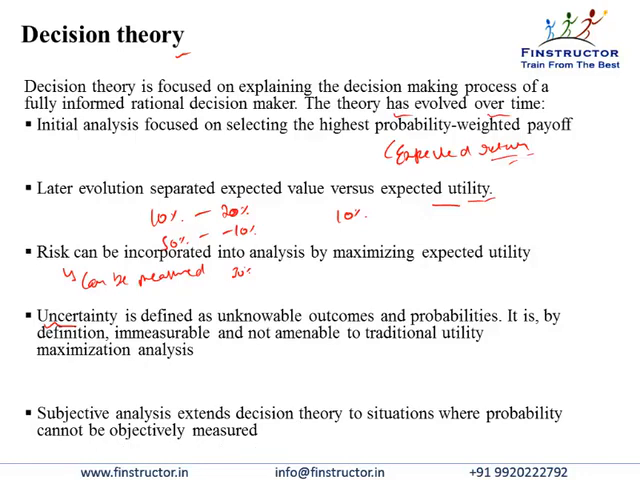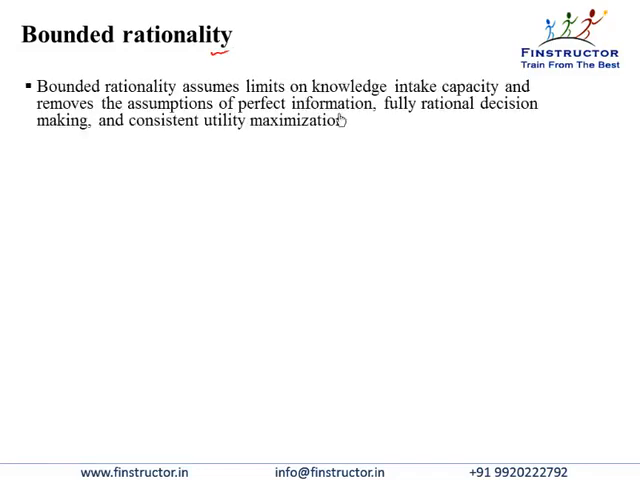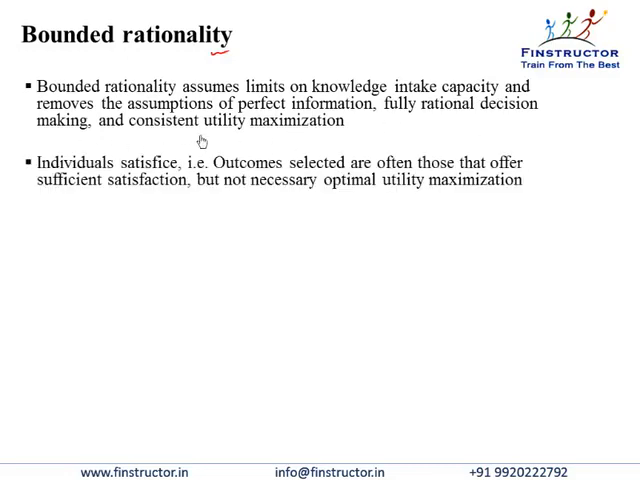So the curriculum doesn't mention any detail or any formula or any of these theories. It just says that the traditional finance theory has also evolved and then takes us to the behavioral finance theory. So behavioral finance gives us a very interesting theory of bounded rationality. Bounded rationality says that there are limits on the knowledge intake capacity of people, and it hence removes the assumption of perfect information or fully rational decision making and consistent utility maximization.